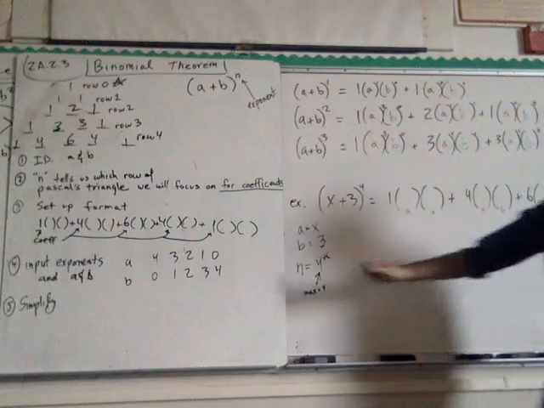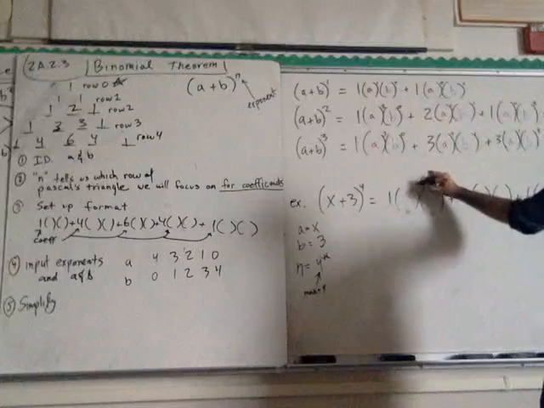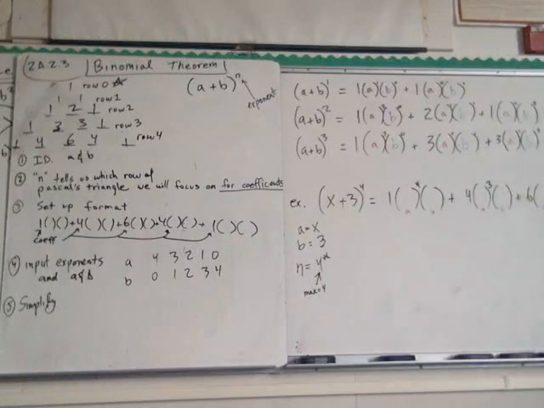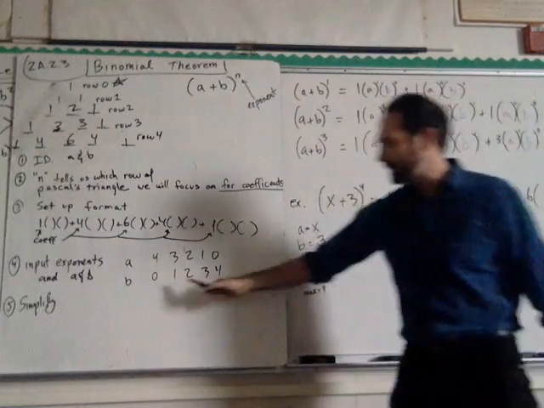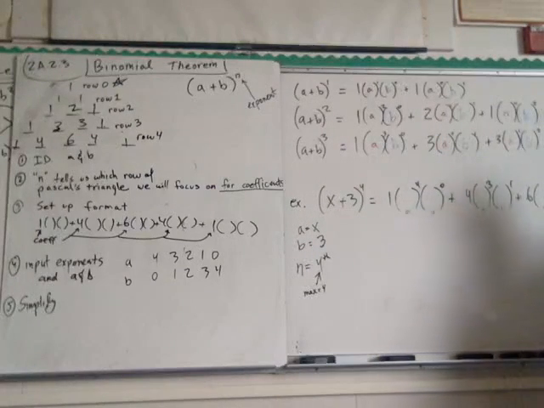So I look at my A's. My A's are going to go descending. My B's are going to go ascending. So let's go 4, 3, 2, 1, 0. B values ascend from 0. We're going to go 0, 1, 2, 3, 4.